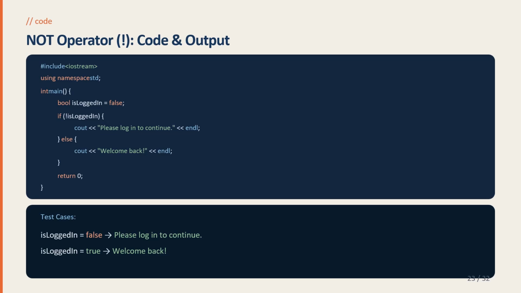Next comes the NOT operator. It reverses a Boolean value. If the user is not logged in, the program asks the user to log in before continuing.